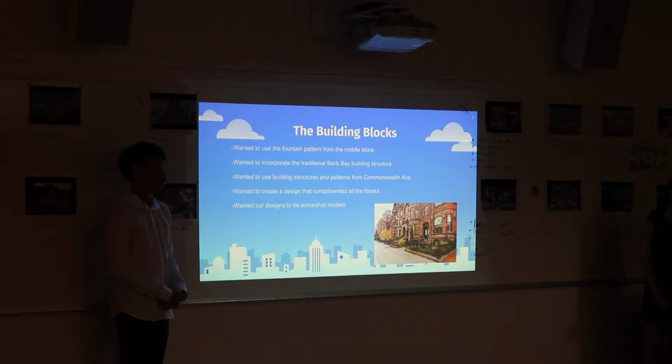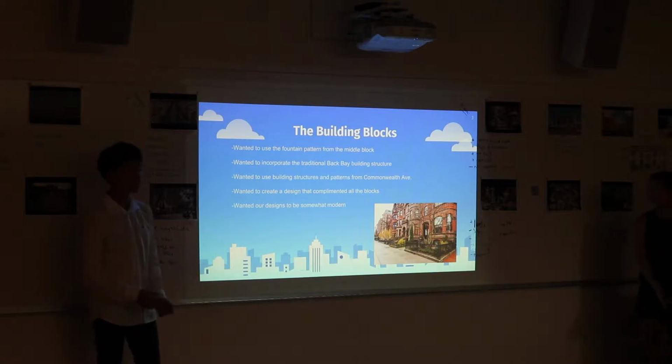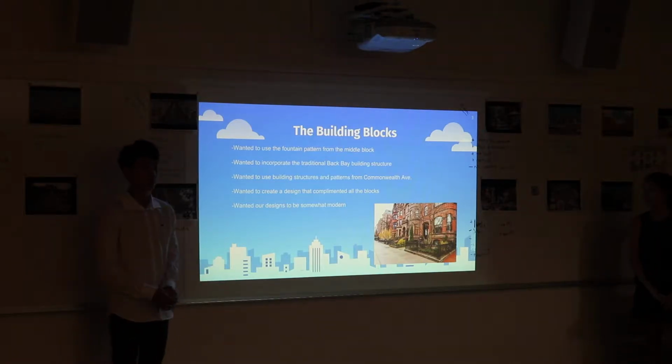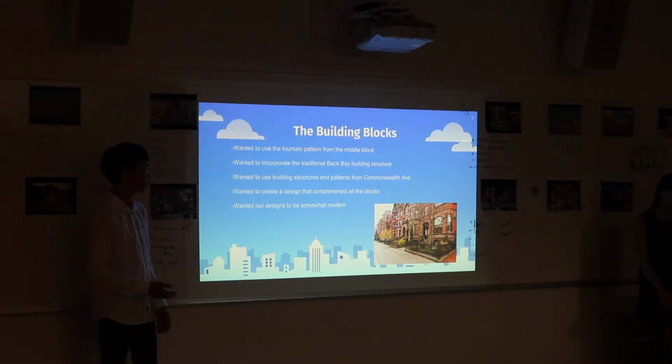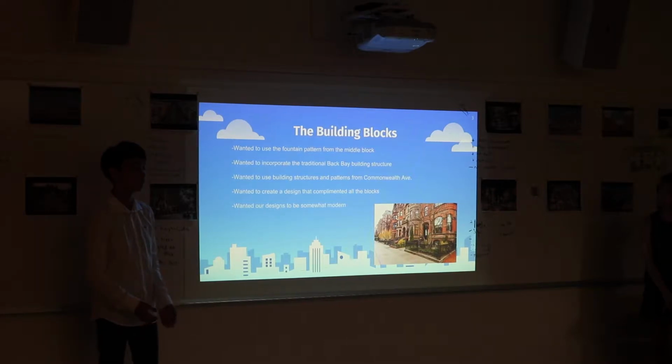So the building blocks or inspiration for our design was, we looked at the traditional structure, the shapes inside Commonwealth, which is where we built these blocks, and we saw that the shapes of the buildings were really traditional. So we tried to use that shape and incorporate that into our designs. And we also tried to make those buildings look somewhat similar to the ones in the center block so that they would complement each other. And we also took the fountains from the center block because we found that really appealing. And by incorporating that into our own design, it wouldn't look as odd.